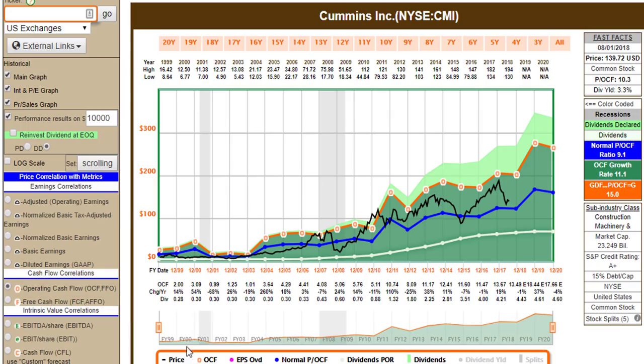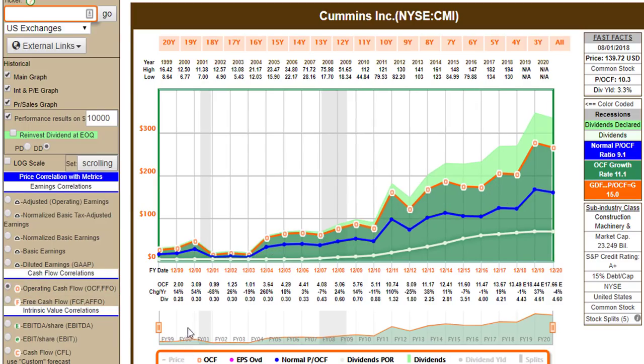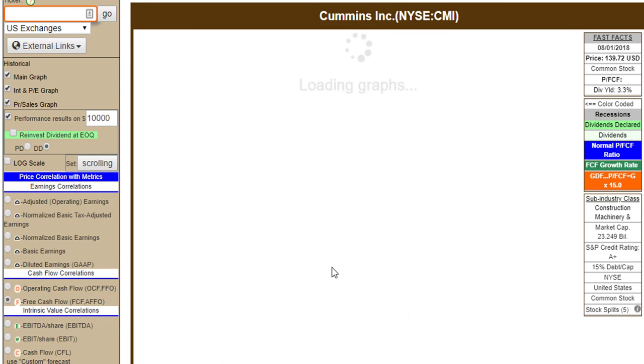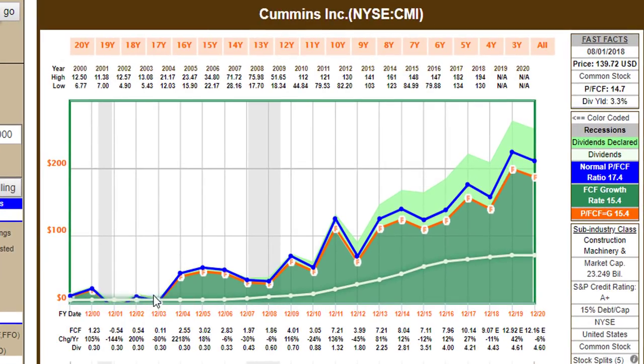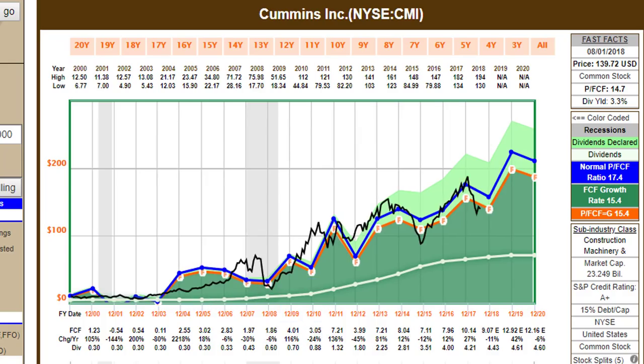Operating cash flow, significant coverage of their dividend, as you can see, even coming out of the recessions, as well as their free cash flow. Again, I'm utilizing these metrics here to take a look at how well the dividend is covered. They didn't have enough free cash flow to cover the dividend during the recession, but they did during the Great Recession, although their free cash flow got weak. These are things you should be considering when you're looking at companies like this.